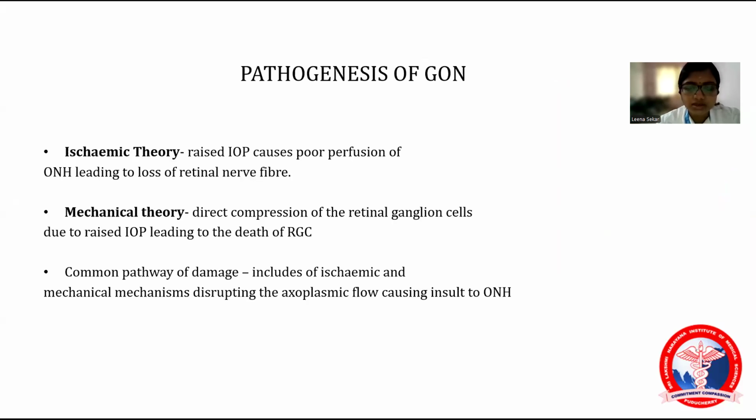Next one is the pathogenesis of glaucomatous optic neuropathy. There are two main theories: the ischemic theory and the mechanical theory. The ischemic theory states that raised IOP will cause poor perfusion of the optic nerve head, which further leads to loss of retinal nerve fiber. The mechanical theory explains that direct compression of the retinal ganglion cells due to raised IOP will lead to the death of retinal ganglion cells. Next is the common pathway, where both factors, ischemic and mechanical, contribute to the damage of the optic nerve.